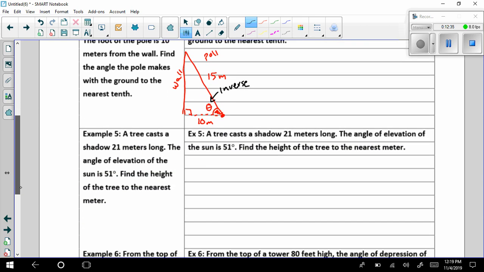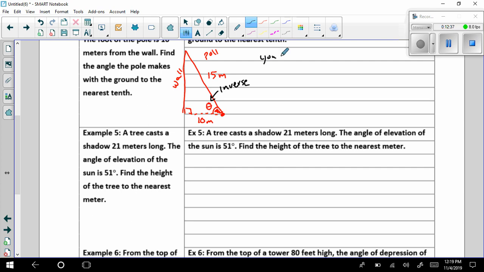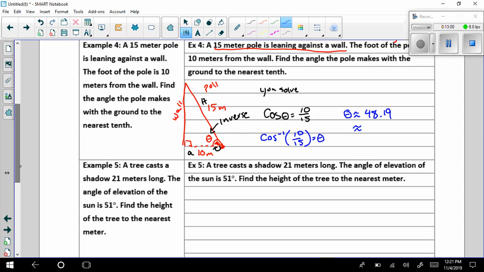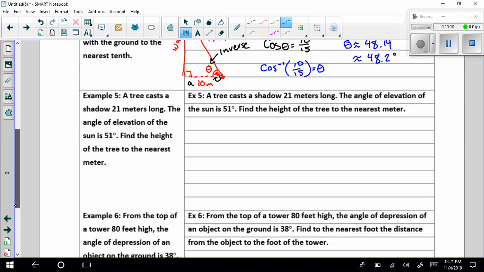All right. So go ahead and push pause and try that now. Alright, so again, we're using the inverse of that, so we take the inverse of both sides. Theta is approximately 48.19. It wants it to the nearest tenth, so that's going to go up, so 48.2 degrees. Alright, so again, watching your labels.